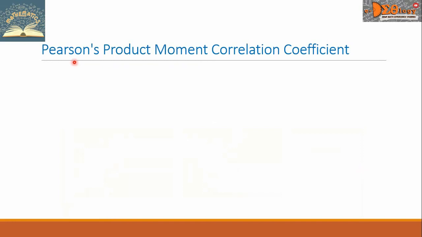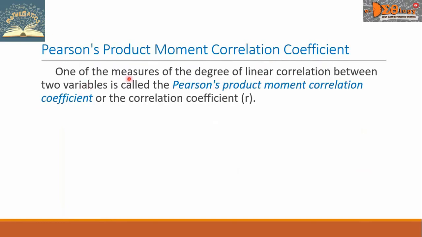Let us study now the Pearson's product moment correlation coefficient. One of the measures of the degree of linear correlation between two variables is called the Pearson's product moment correlation coefficient, or the correlation coefficient, denoted by small r.